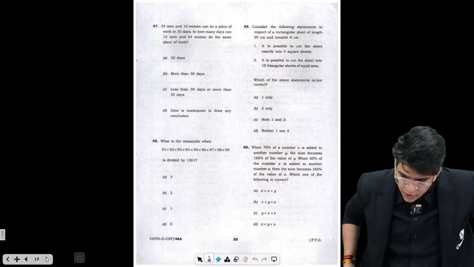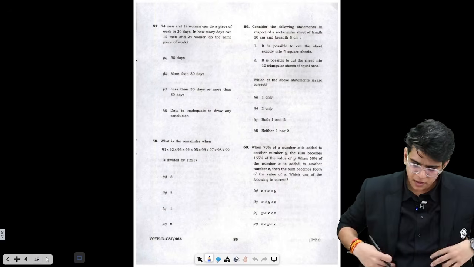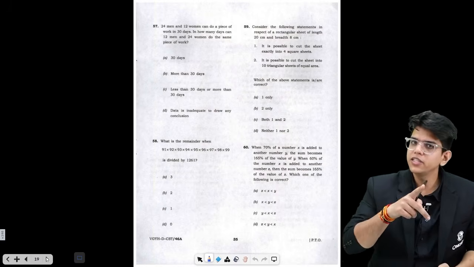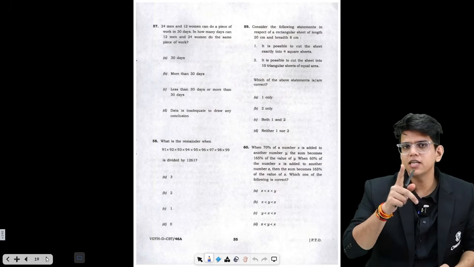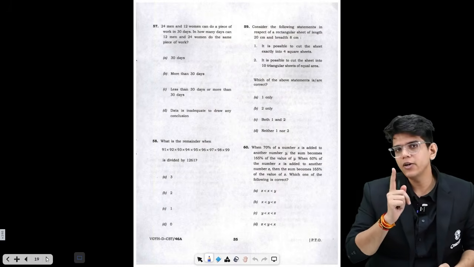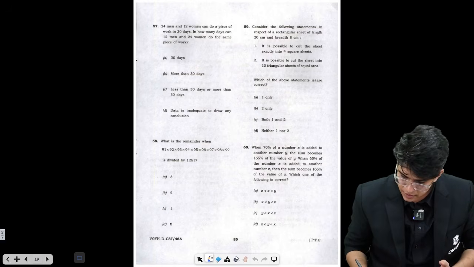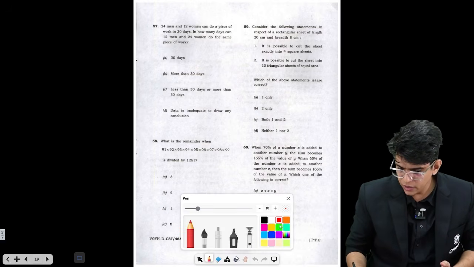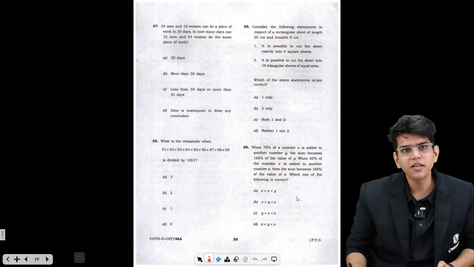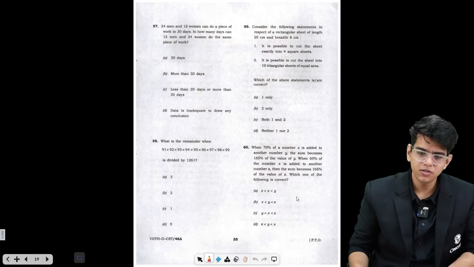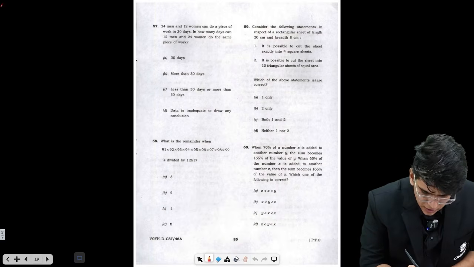12 men and 12 women can do a piece of work. Again, in a previous question where Manisha's and mother's age was discussed, I told you if there are 2 variables and 2 equations, you can solve it. Suppose similarly you need 3 equations and 3 variables to solve 3 variables. Here question number 57.